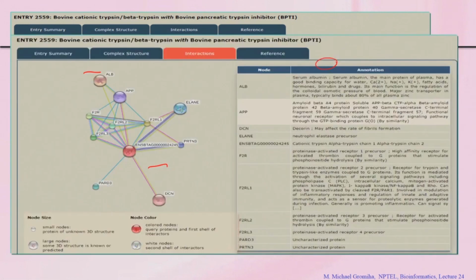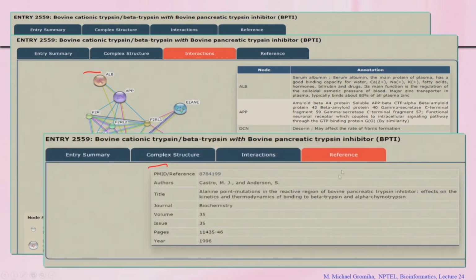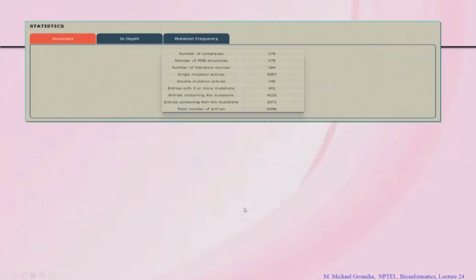So, when you go to the details, you can get the summary and the complex structure and the interactions as well as the reference. The interactions, if this is your protein, now you can see what other proteins they are interacting with a particular protein. So, you can have the value from the STRING database, and have all the annotations and what are the residues which are interacting with the particular proteins and so on. So, we give the references, these are the authors and the title as well as the details of the particular paper, fine.